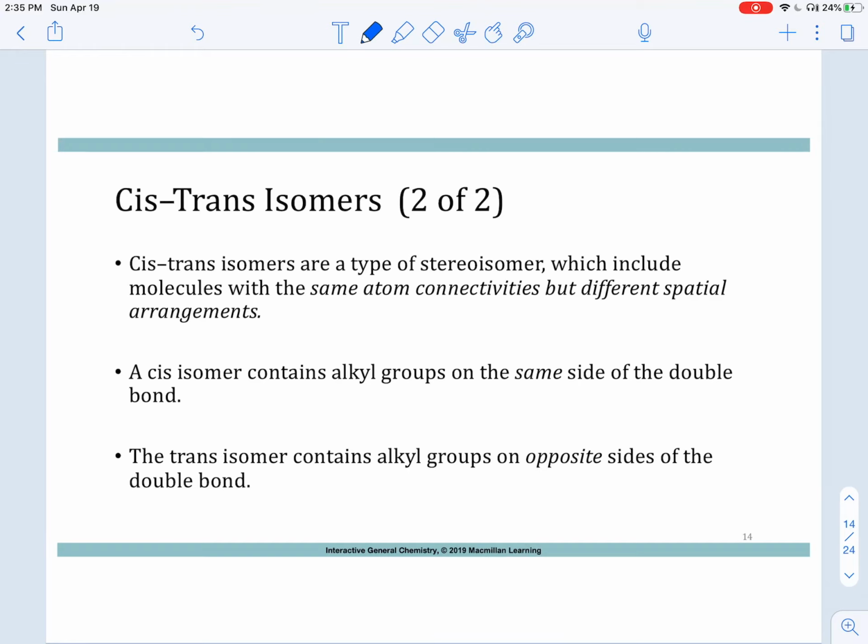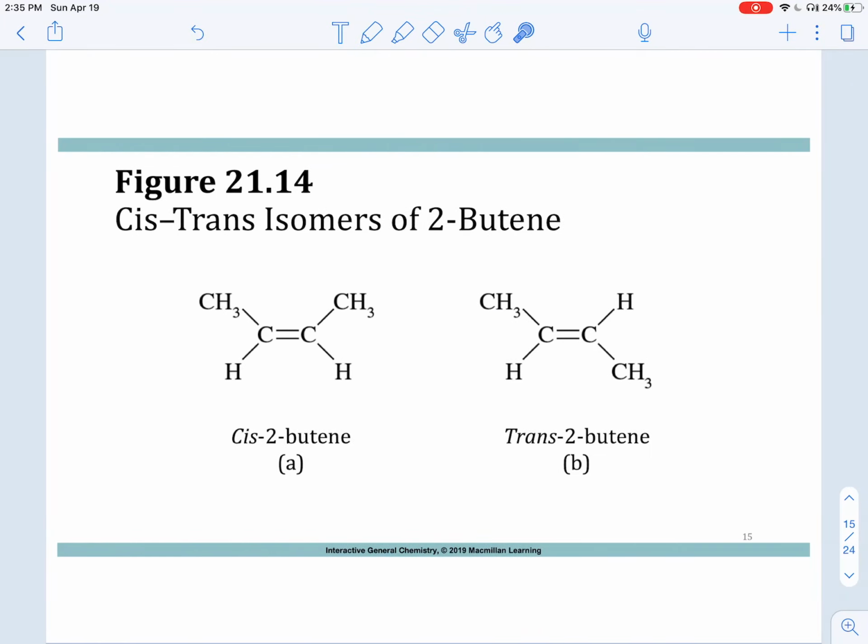So this is where we get the cis-trans from. Cis isomer contains alkyl groups on the same side of the double bond, and trans means they're on the opposite side. This helps a lot just to look at this. So here we have two alkenes. Cis-2-butene. That's telling me I have a cis double bond, and there's an ene, an alkene, at the 2 position of this 1, 2, 3, 4 carbon chain molecule.